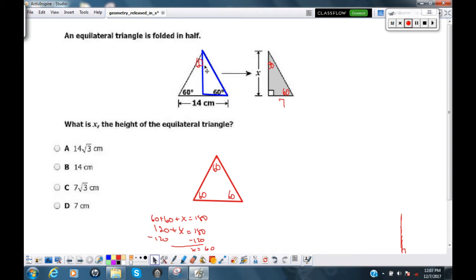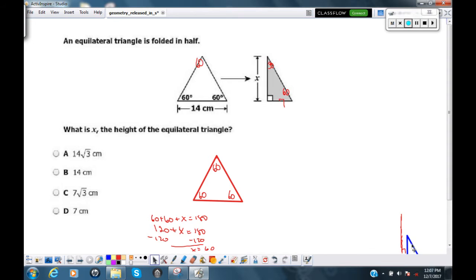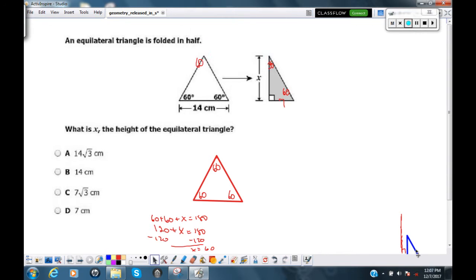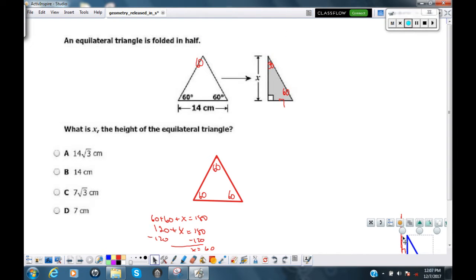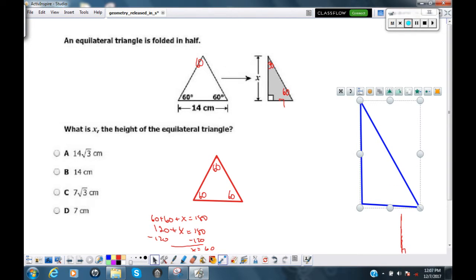Now that we know that that's a 7, I'm going to take this out of the way. We don't need it right now. Maybe I will keep this. So I'm going to take this piece right here and get locked onto it, and I'm going to slide it back up and enlarge it to give me room to work.